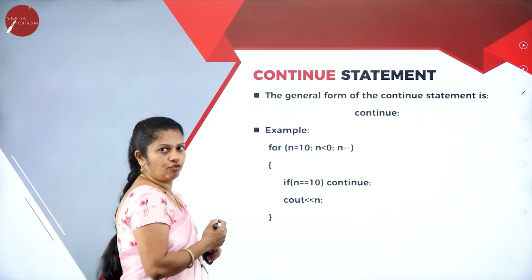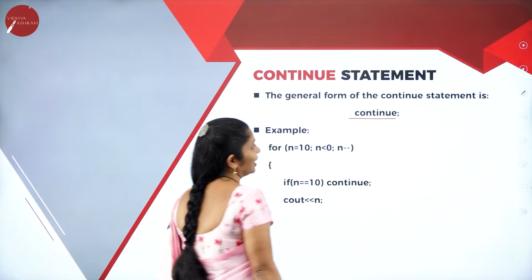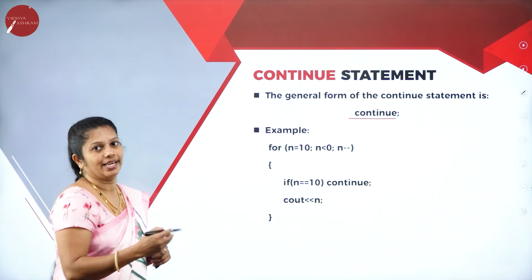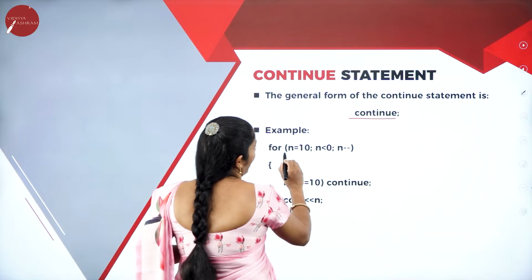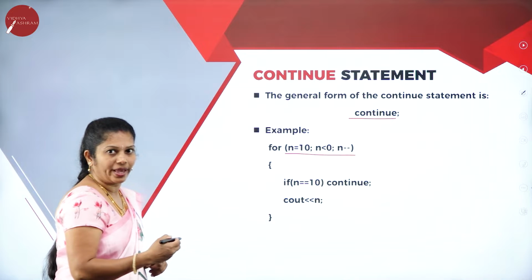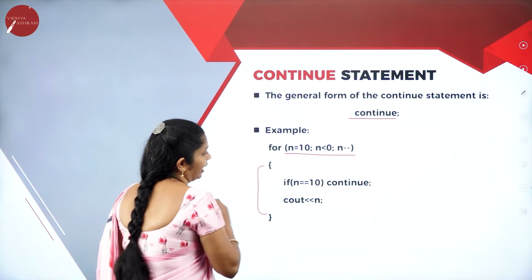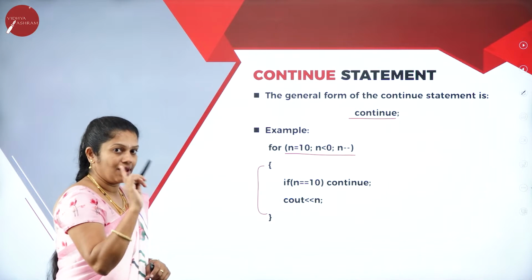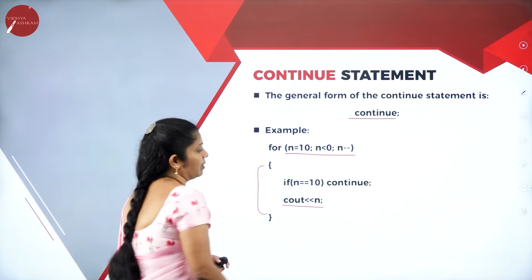For that purpose we use the continue statement. The general syntax of continue is simply the keyword continue. If you write continue, then automatically the same loop will continue once again. For example, for i initialized as 10, with the final condition i less than 0 and i--, if you observe, if n equals 10, then it will continue the process. Only in that case it will continue, and it will display the n value.